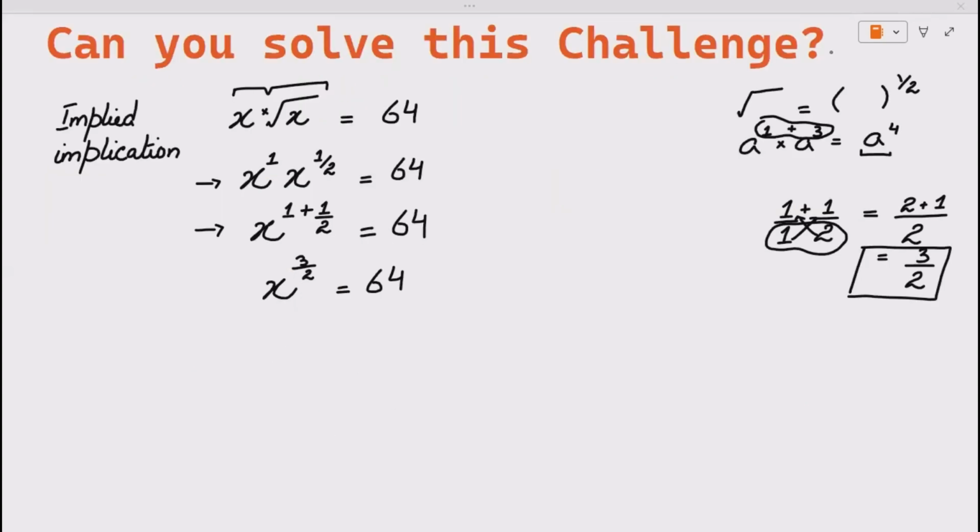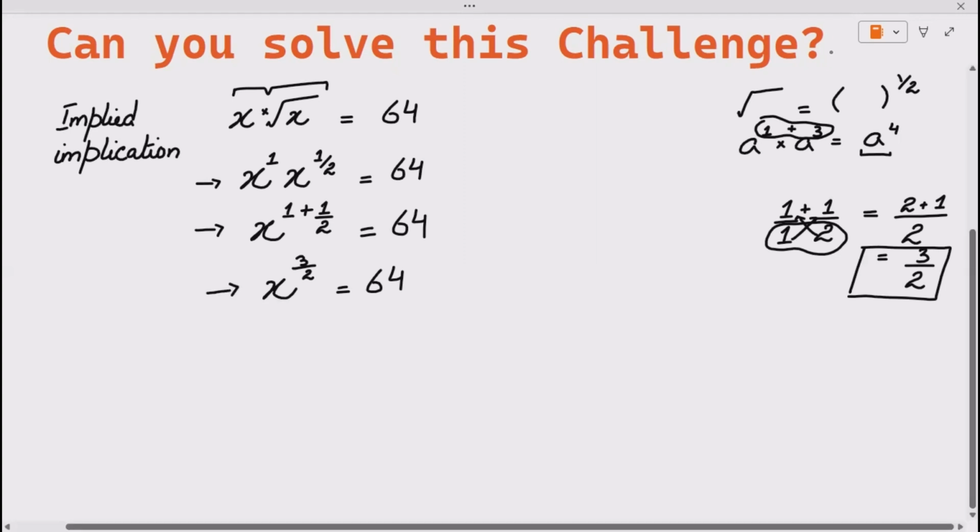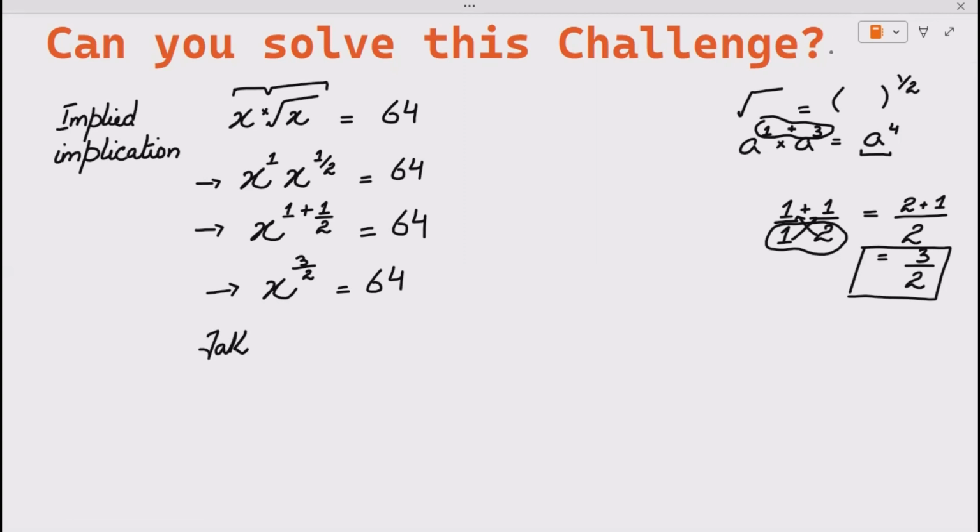Now, to solve for the value of x, we have to eliminate this 3 upon 2 power in our equation. We can do this one by one. Firstly, you have to take the power 1 over 3.